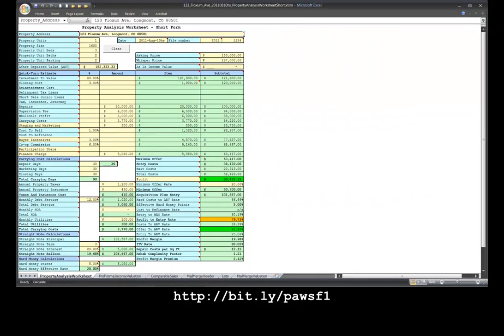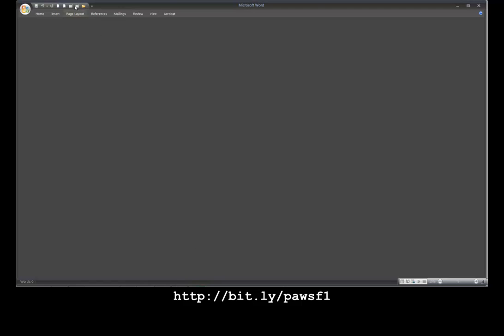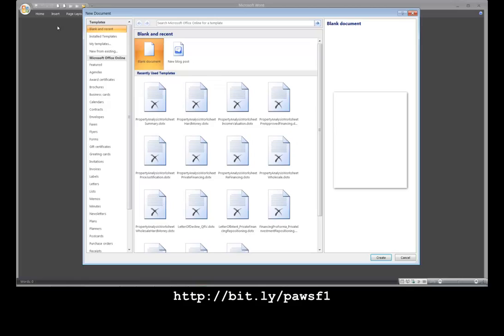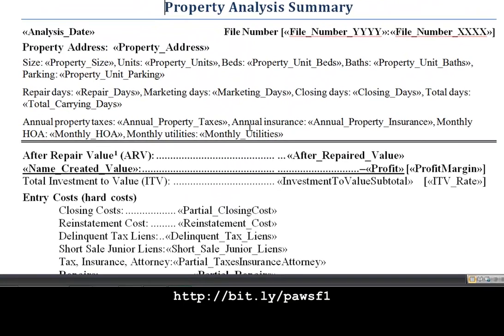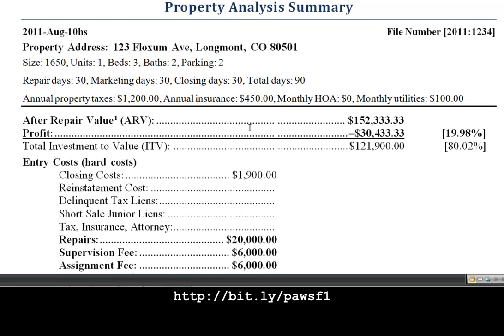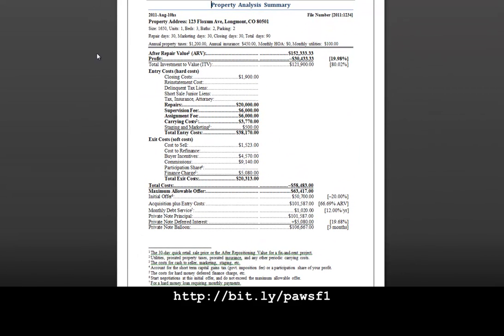Now let's go over to Microsoft Word and summarize this deal. In this property analysis summary, we see this is a hard money sell analysis. We have the property address, a summary of the property details, and now we have the cost analysis.